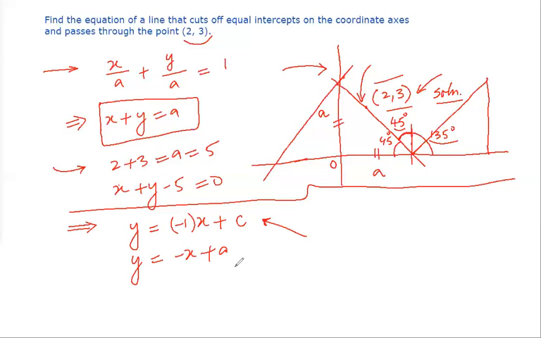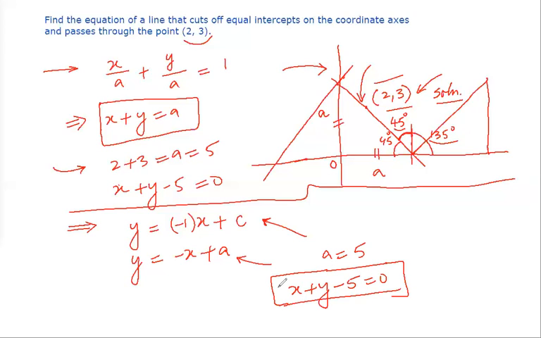Am I right? Oh, it's coming the same. Thank God. Now the value of a can be found because the point is given. So again we will get a is equal to 5. So the equation of the line is x plus y minus 5 is equal to 0. Is that okay, students? See that? We have done with the second method also. Okay? Fine.